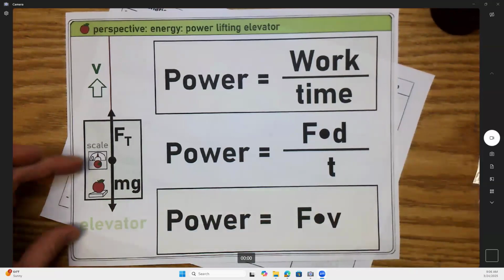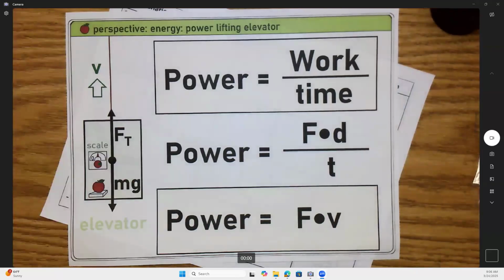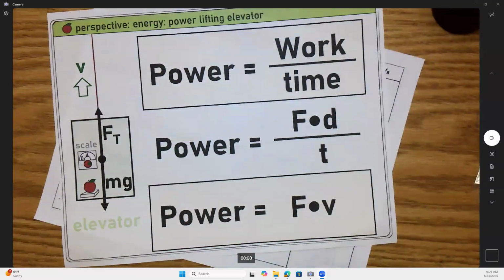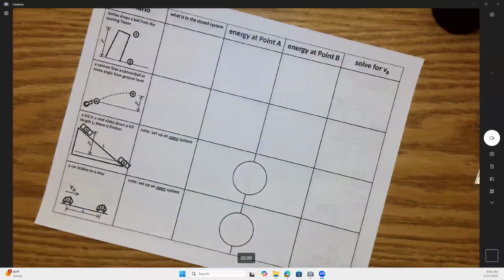So if this elevator is going up at constant velocity, do you think there's maybe a motor at the top of the elevator shaft pulling it up? It takes some amount of power. How do you measure power? What's the unit for power? Watts. Yeah. All right. So it's a quick review right there. I think you guys are ready for these then.